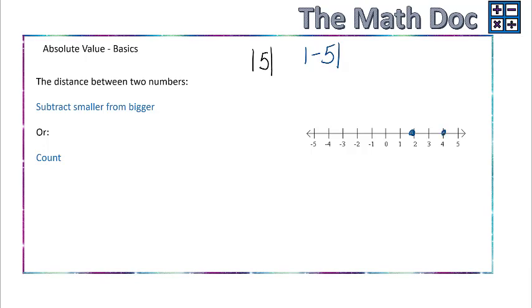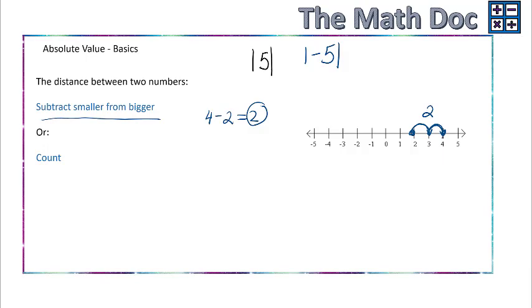Well, some people will subtract the smaller number from the bigger. So we can say, we have 4 and 2, so 4 minus 2 equals 2. So the distance between 4 and 2 is just 2. The other thing we can do is count how many numbers are between these two numbers on the number line. So we go from 2 to 3, and then from 3 to 4, and that's exactly 2.